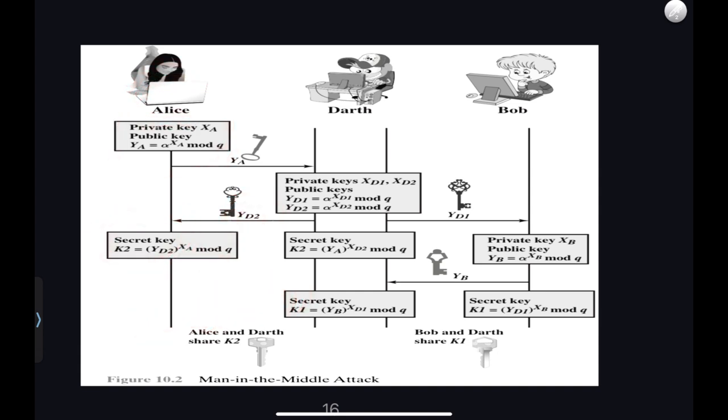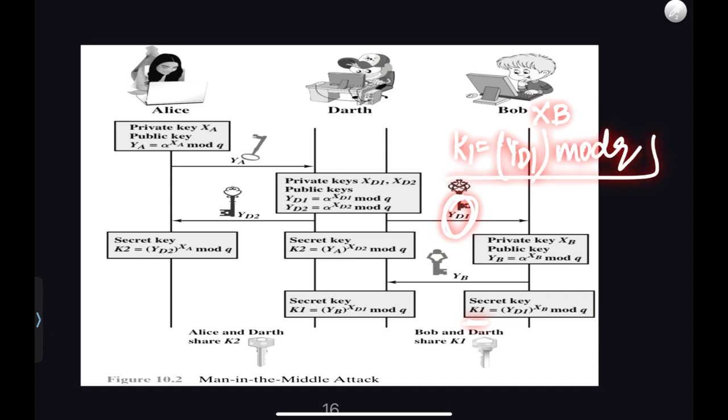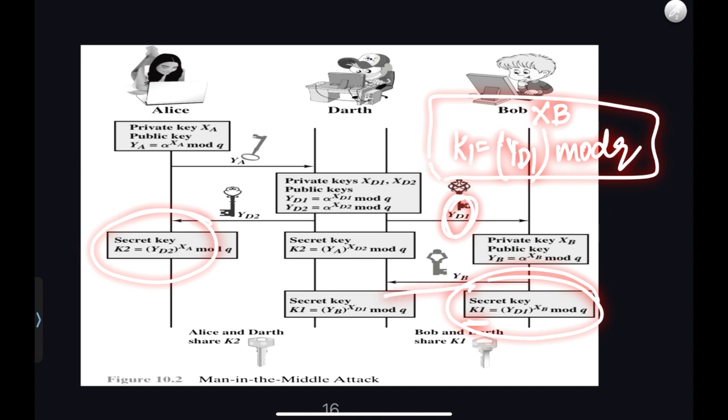On the other hand, we have to calculate the secret key for Bob also. So K1, Bob will consider the public key of the sender, that is YD1. Here it is YD1 power his own private key mod Q. So he'll get K1 here, and there is K2 here, and here also the secret key is calculated. K1 is equal to YD1 power XB mod Q, and on this side we have K2, that is YD2 power XA mod Q.